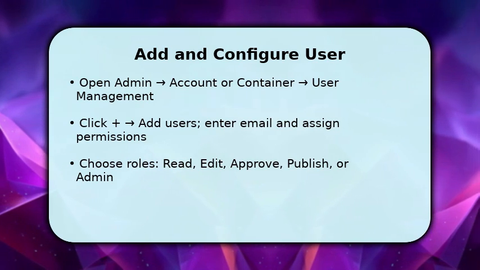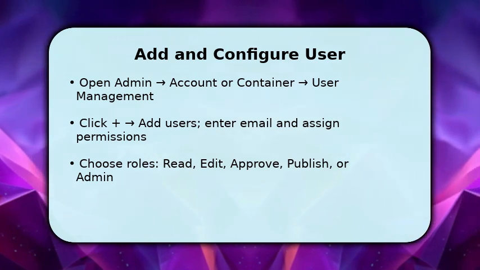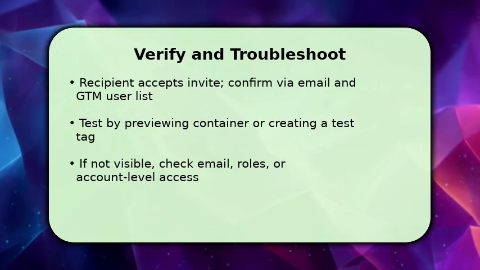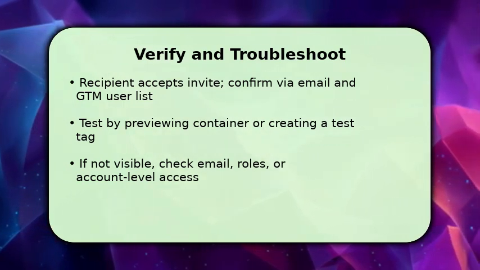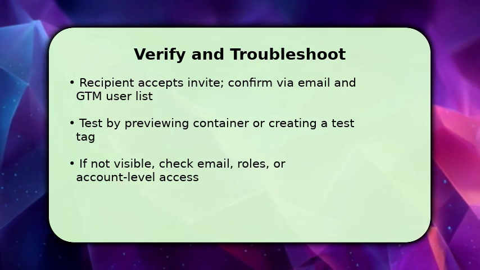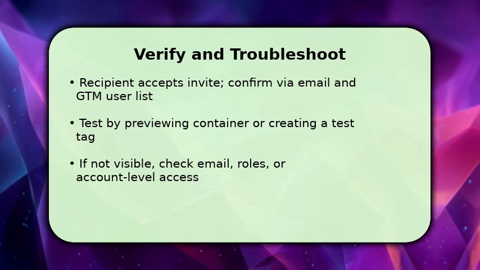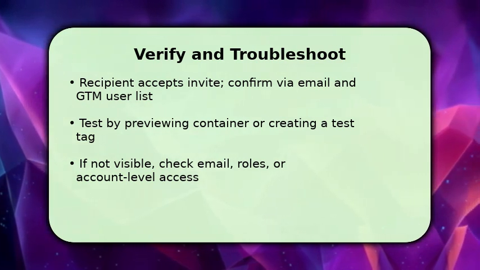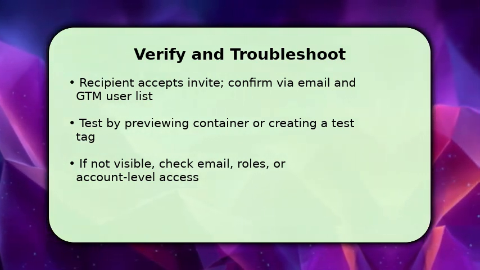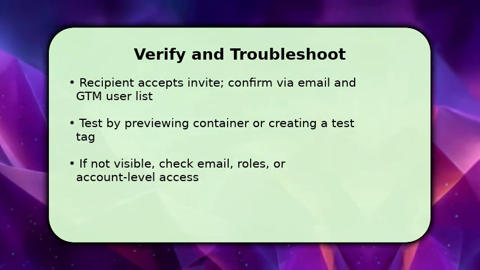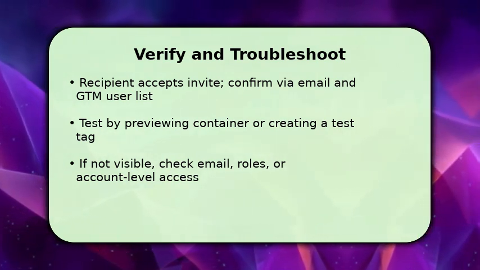Finish by having the recipient accept the invite through their Google account, then verify they appear in the GTM user list. Once they're listed, ask them to preview the container or create a simple test tag to confirm permissions work as intended. If they can't access anything, make sure the invite was accepted, check you granted the correct role, and confirm you used the right email address.